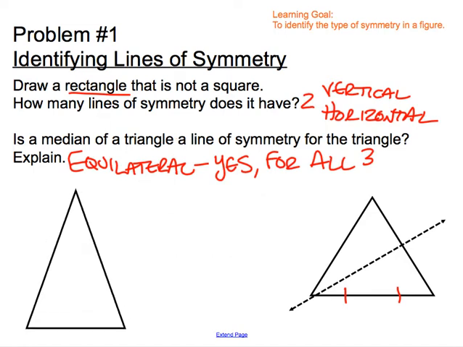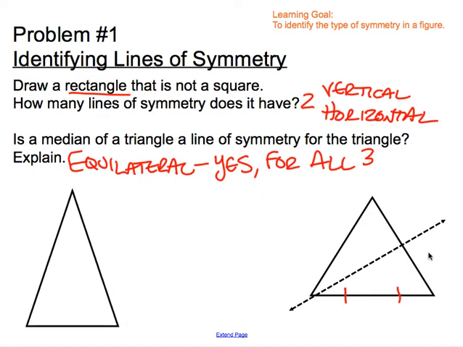Now things get a little bit different once we start talking about different types of triangles. Here we have an isosceles triangle, so if I draw the median of this triangle, you can see that what I'm looking for is the line that connects a vertex to the midpoint of the opposite side. So if I draw this median in this triangle, then of course in at least one of them the answer is yes.